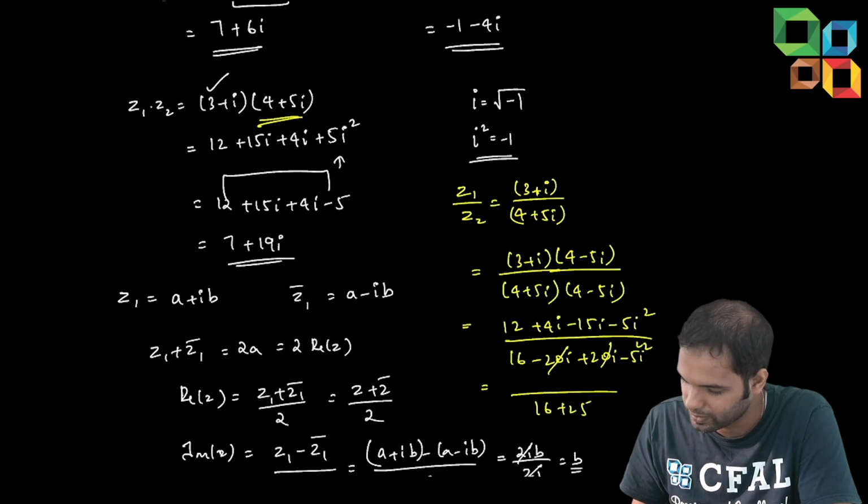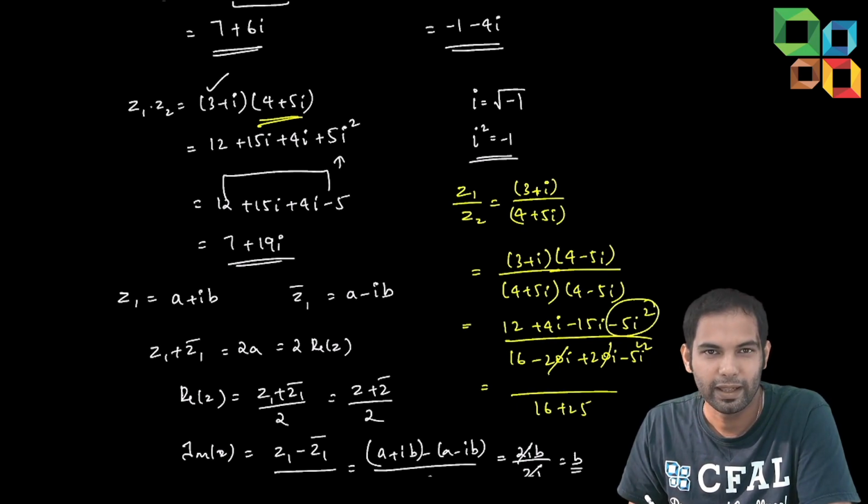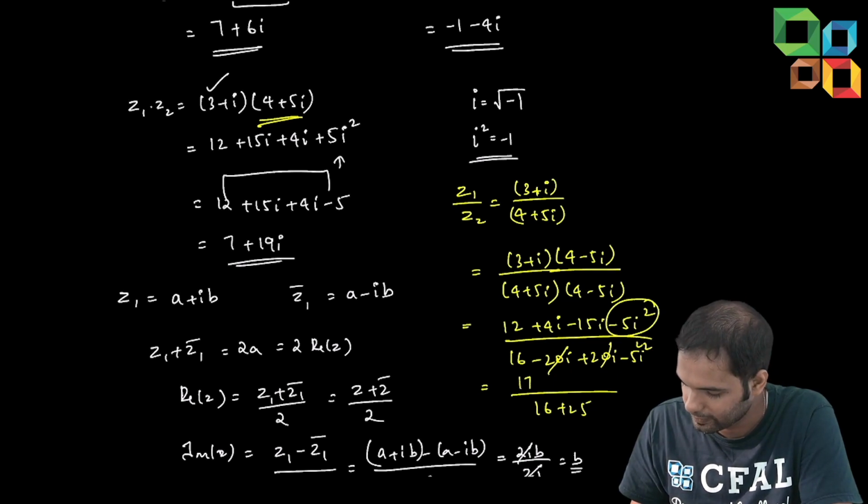Numerator is nothing. Combine the parts. Now this is again minus 1. So minus 1 into minus 5, which is 5. 5 plus 12, 17. Minus 11i.